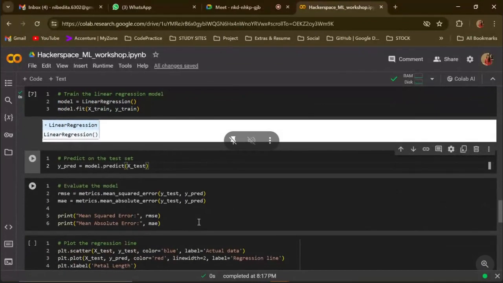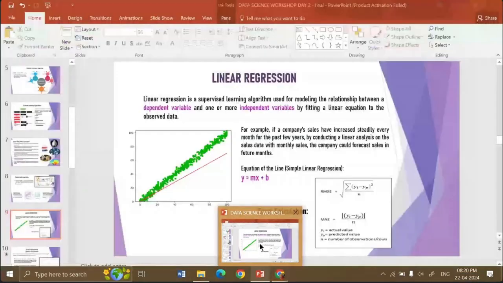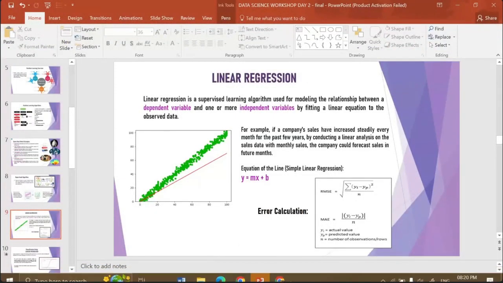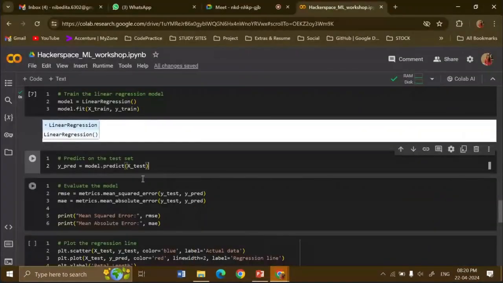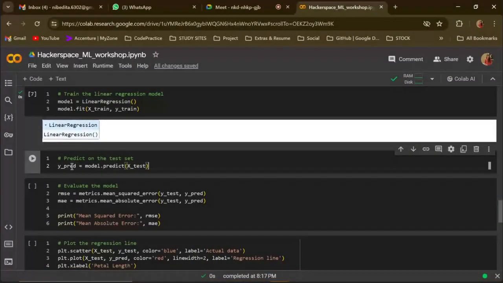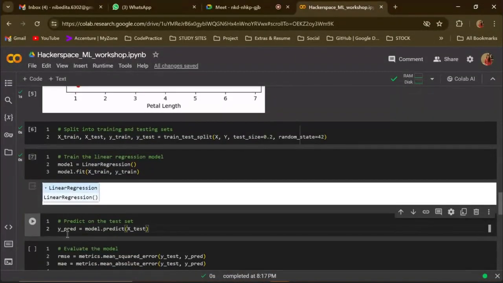Okay, so we are using the X test for predicting the model. The X test data for predicting the model, and we are going to match whether this predicted value matches with Y test. We are going to match these two values. Okay, so let's run this part.